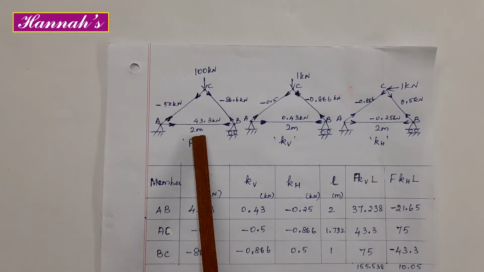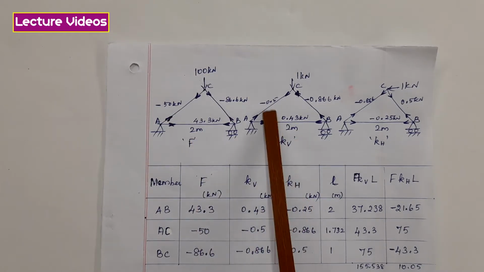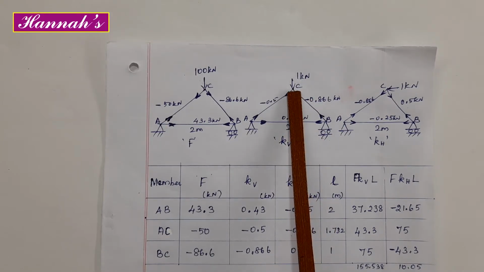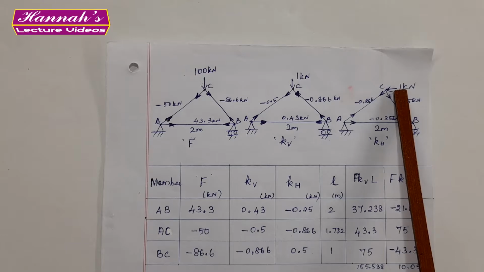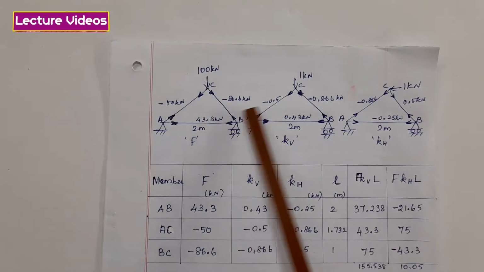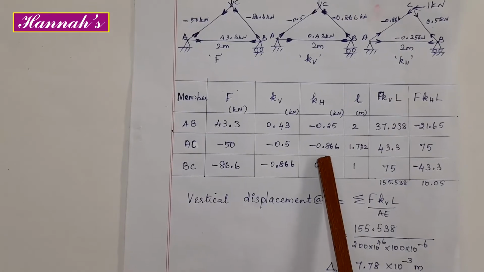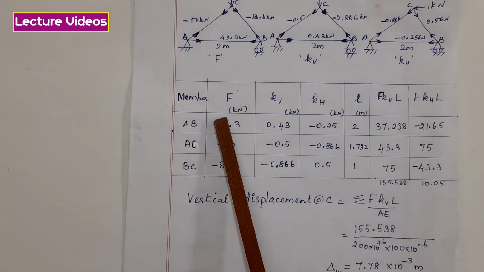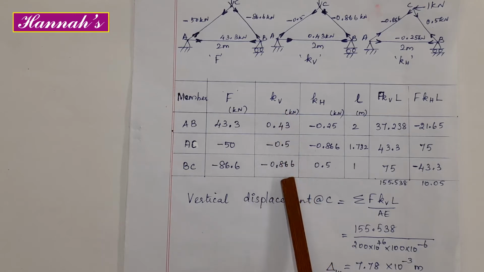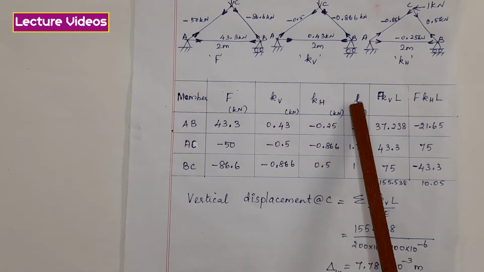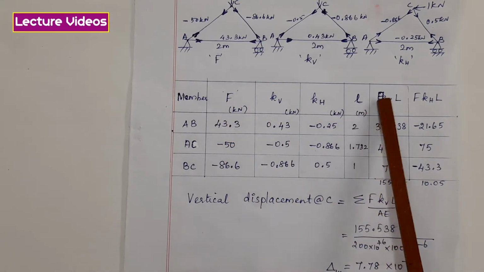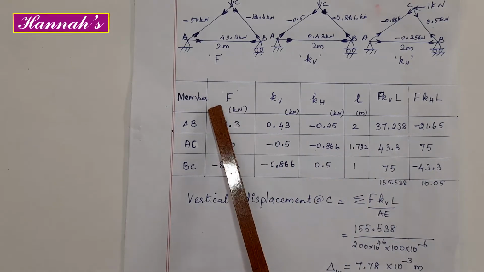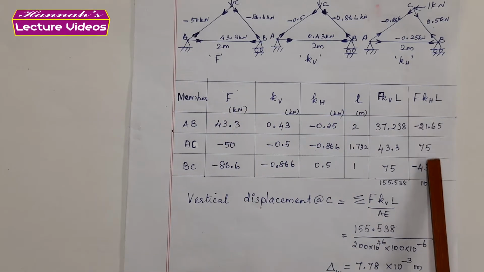Directions are shown. KV values are determined for all the three members by taking a unit vertical load at C. KH values are determined by applying a unit horizontal load at C. With these values, a tabulation is filled in. This tabulation has capital F values, KV values, KH values, length of each member, product between F, KV and L as this column, and product between F, KH and L in this column for each member.